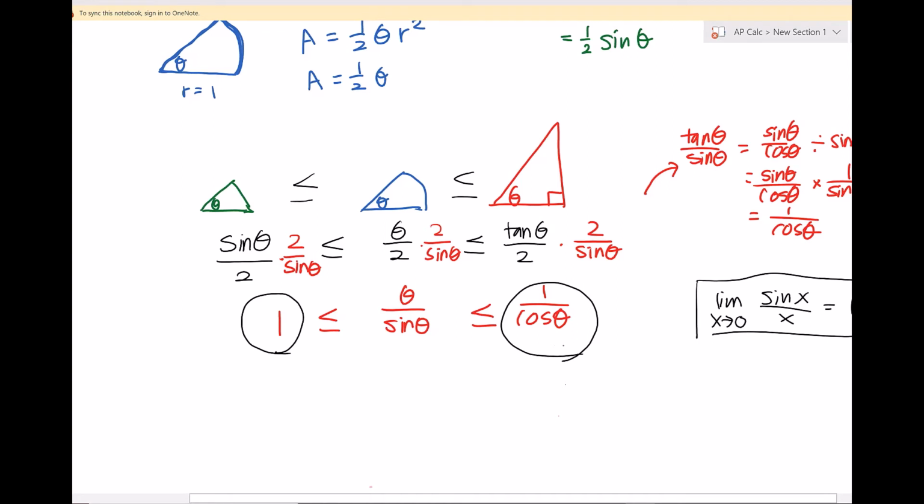1 over cosine theta or secant is not really a trig function that a lot of us are super comfortable with. So why don't we use a little bit of algebra to turn it into something that we can work with, which is cosine. Because we're pretty comfortable with cosine. We're pretty comfortable with the unit circle, right? So what we can do is basically take the reciprocal of each aspect of this inequality.